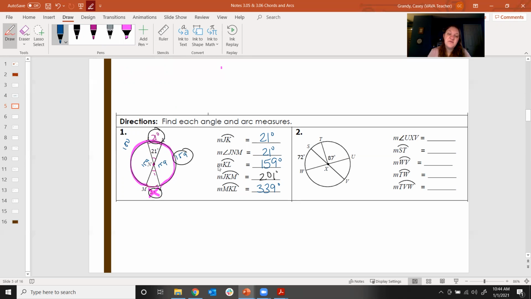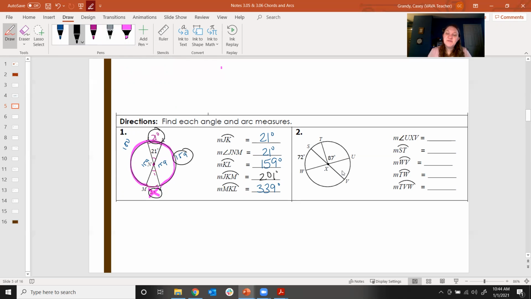Okay, so whenever looking for an angle or even an arc, follow the order of the letters. So M, K, L. Because I went M and then I went to K and realized I had to go all the way back to L, I didn't want to overlap. So I knew I went the wrong direction and had to fix that.